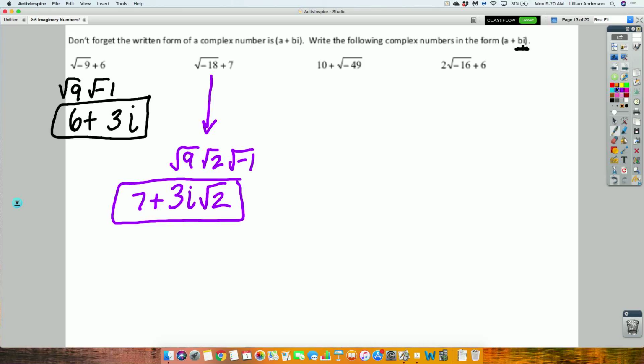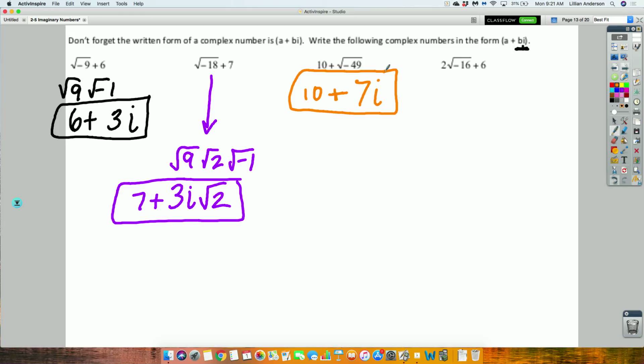When I do number 10, what is the square root of negative 49? 7i. Anytime there's a negative underneath your square root, you'll always have an i, so you'll have 10 plus 7i. Still applying that skill of simplifying radicals. Now we just have i's.